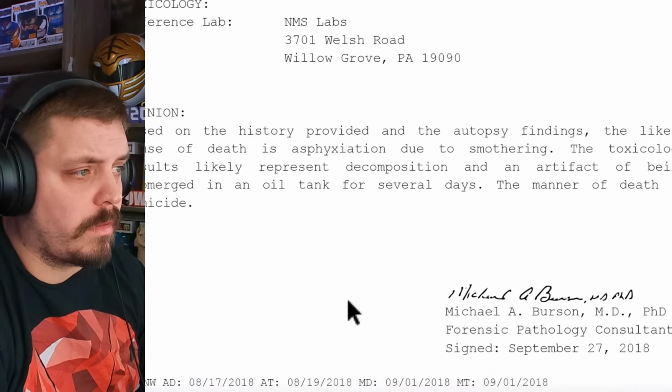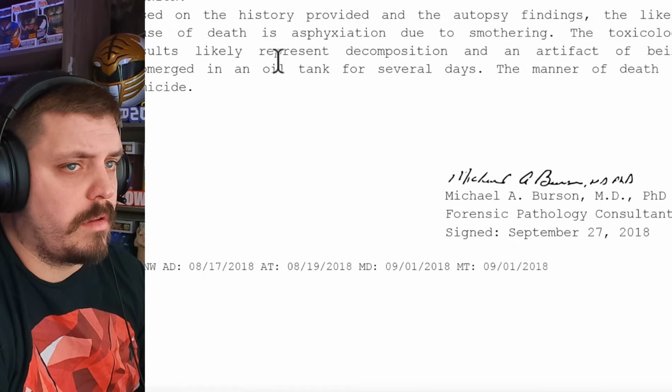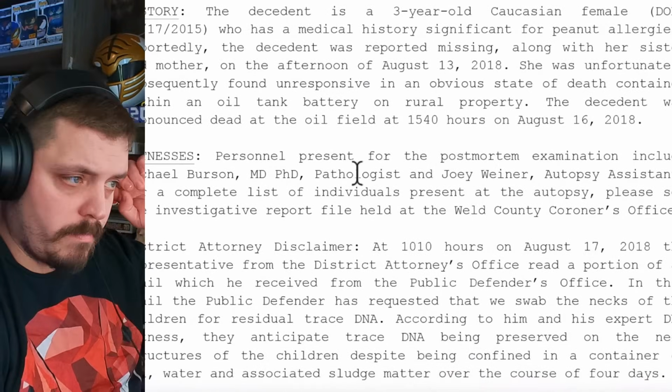All on post-mortem testing. So based on the history provided and the autopsy findings, the likely cause of death is asphyxiation due to smothering. Toxicology likely represents decomposition and an artifact of being submerged in an oil tank for several days. The manner of death is homicide. So the same as Bella's.